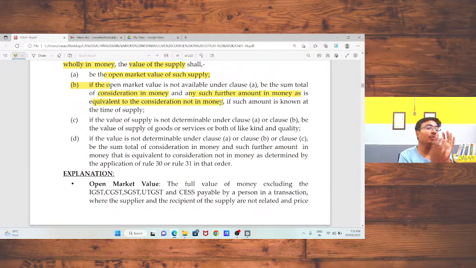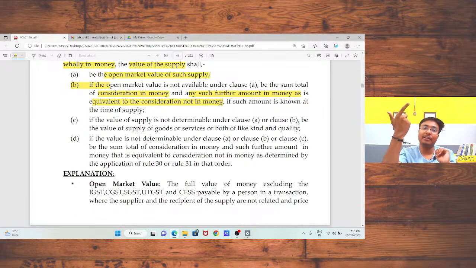That means I am getting 20,000 plus a printer. In that case, I need to calculate the value of that printer. Assume the value of that printer is 10,000 rupees. In that case, I need to pay the tax on 20,000 plus 10,000, that is, I need to pay the tax on 30,000 rupees.